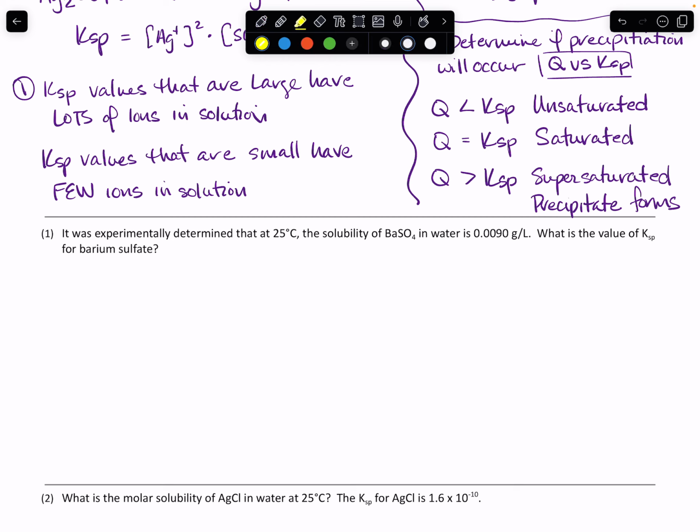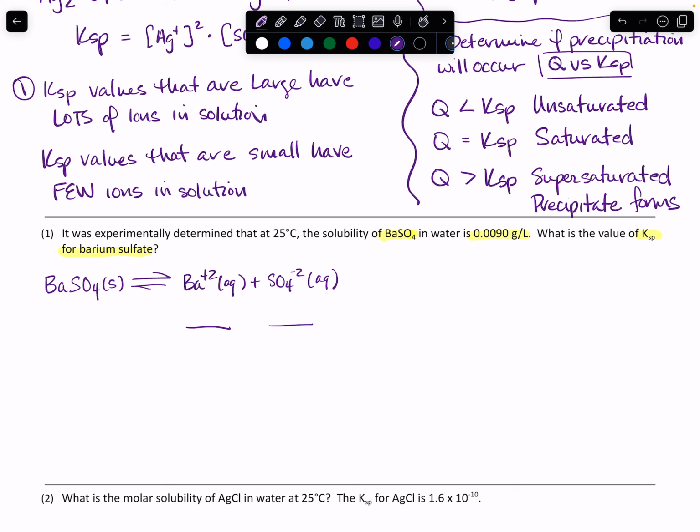We're looking at the solubility of barium sulfate in water, and we've got a density. What is the value of KSP for barium sulfate? Let's start by writing out the dissolving process. BaSO4, solid, in equilibrium. We've got barium plus 2 ions and sulfate ions. Now if I want to calculate KSP, I need to know these two values.